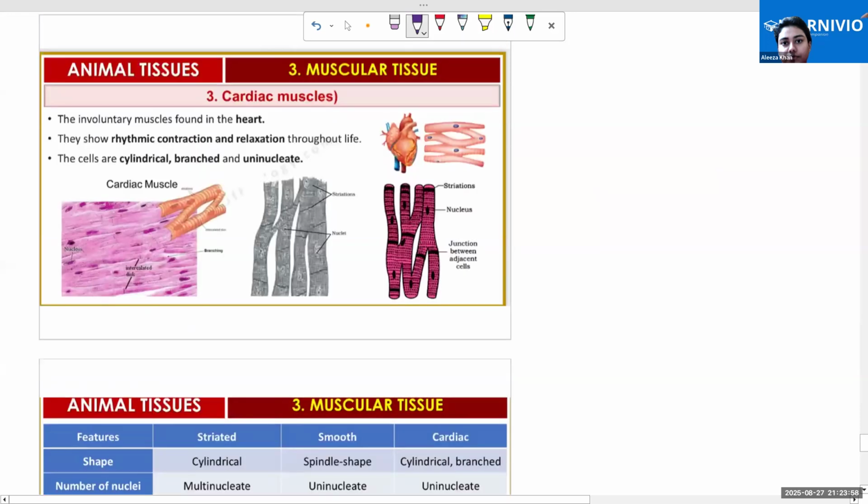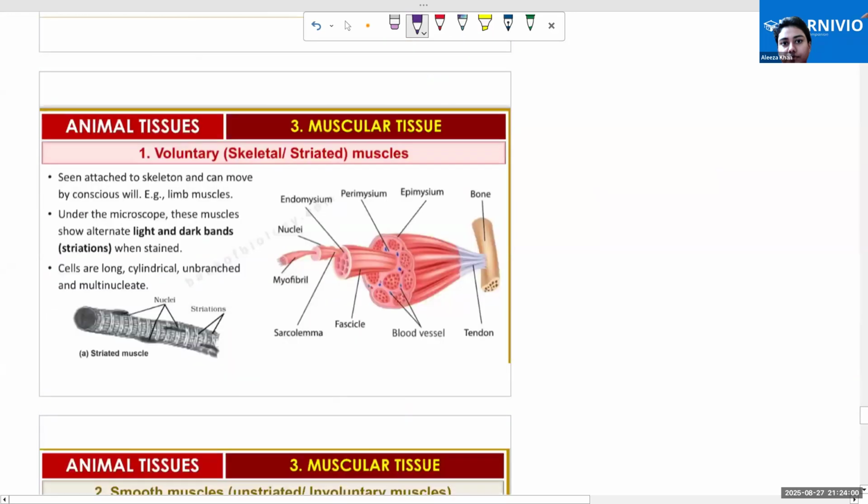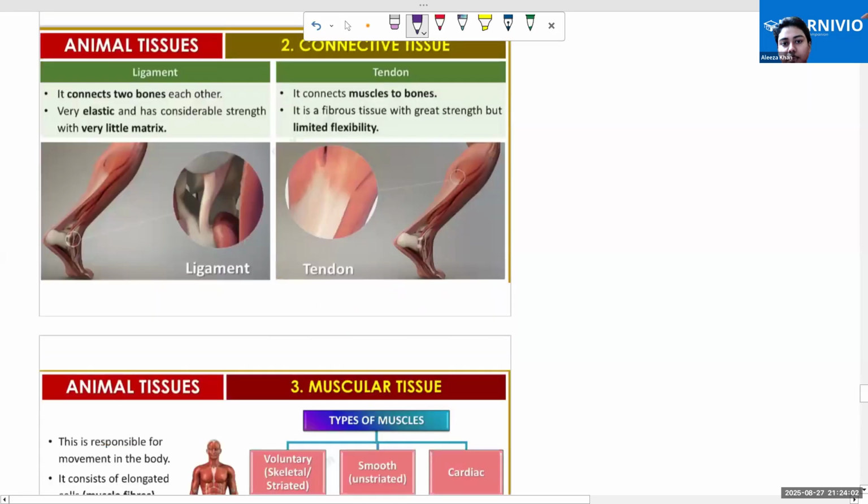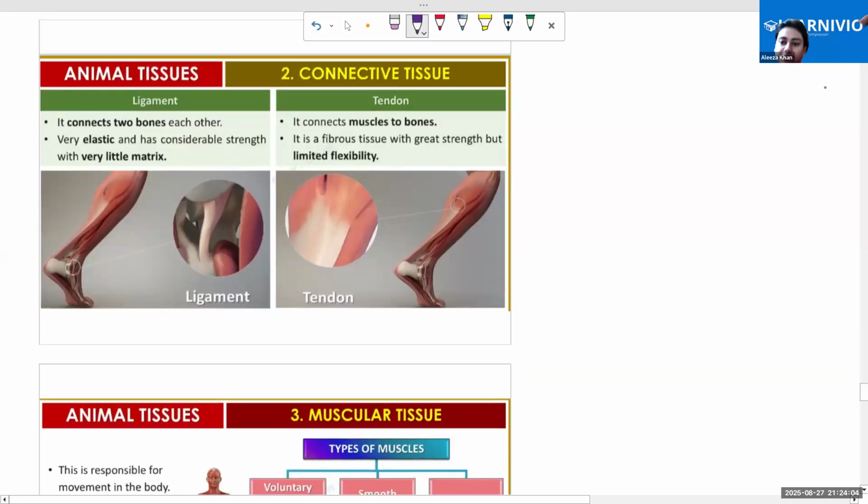Your ligaments join which two structures? Muscles and bones? No. Tendons connect the muscles and bone. Your ligaments are responsible for connecting the bones to bones.